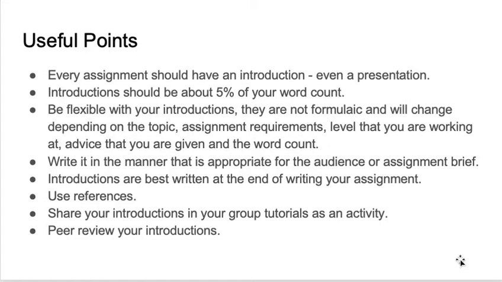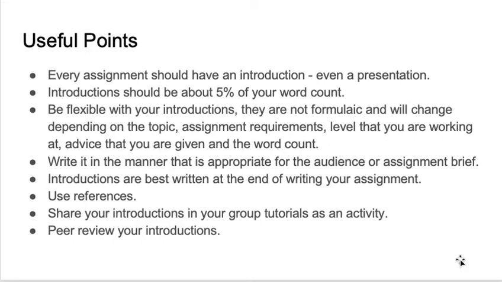Do write your introductions in the manner that is appropriate for the audience or the assignment brief. So if you've been asked to write a reflective assignment, then your introduction is more than likely going to be in the first person. Whereas if you're writing a formal essay, it is unlikely that you will be writing your introduction in the first person and will depersonalise it to the third person.